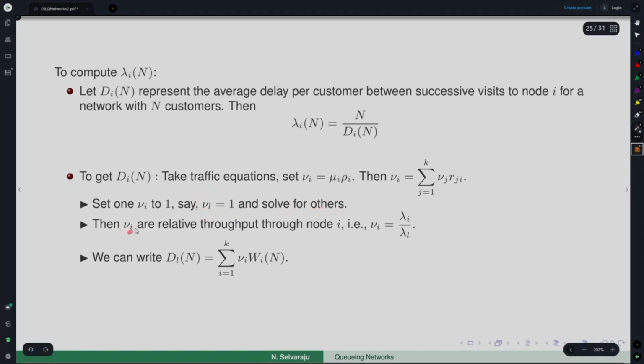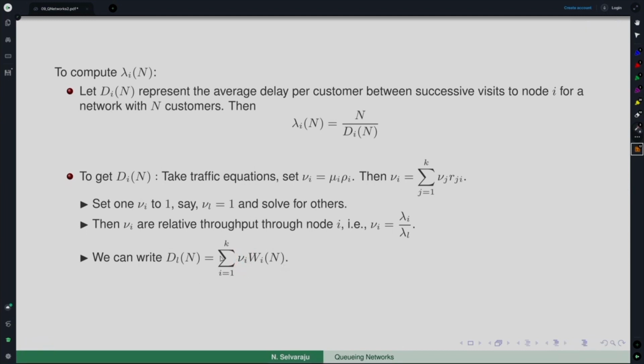We know that this nu I is the relative throughput through node I, which is basically lambda I by lambda L. Now, once we have this nu I, we can write this d L of n as the weighted average of the delays that happen in all the nodes before it comes back to L. So, this is weighted by this nu I, which is the relative throughput.